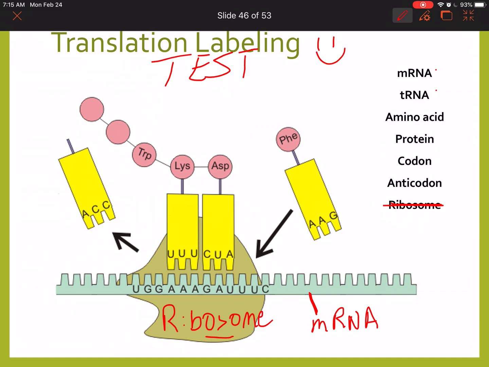tRNAs are more individual. There's 1 tRNA for each codon. So these yellow things here, that's a tRNA. This is a tRNA. You don't have to label them all, but each of these is a tRNA. Okay? tRNA is yellow. Since we're done with RNAs, let's do these 2 codons.